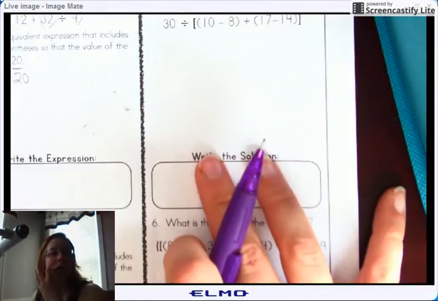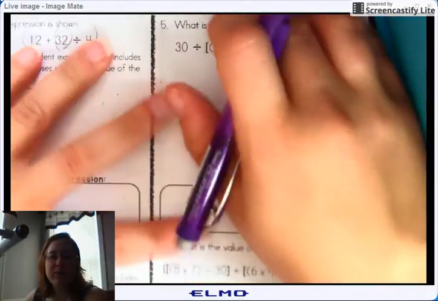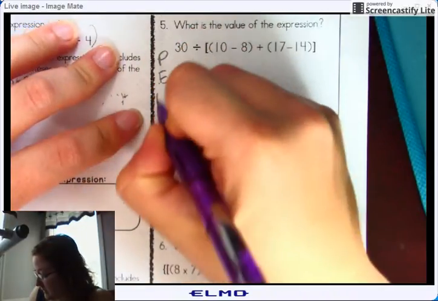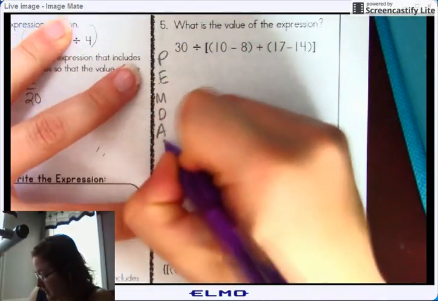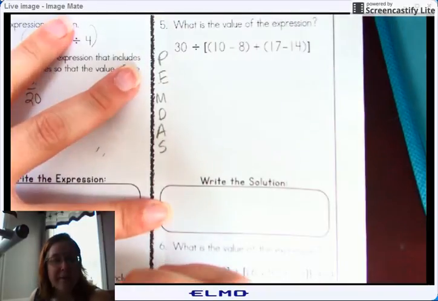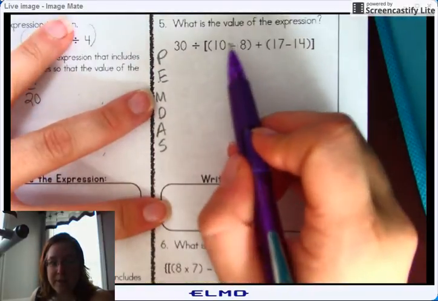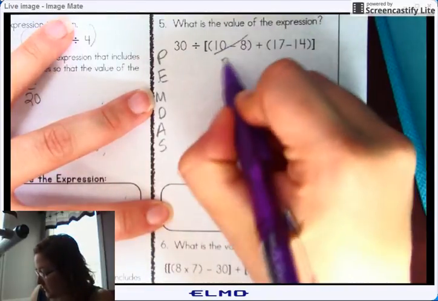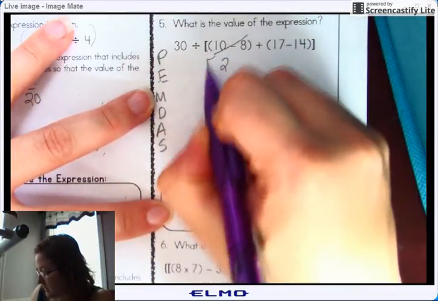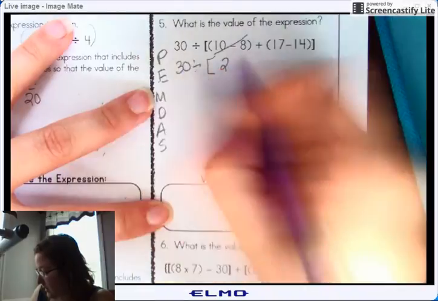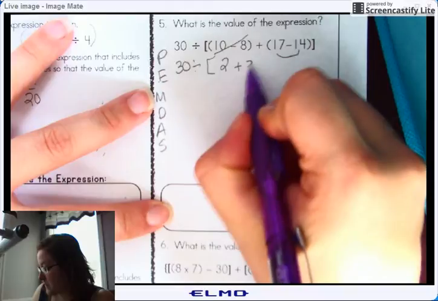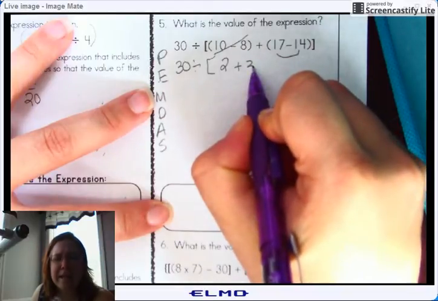Question number 5. Evaluate the expression. I'm going to write PEMDAS down on the side here. Okay, it looks like I have some brackets in here, so let's do my parentheses first. 8 minus 10 equals 2. And I like to recopy everything so I can see. And then 17 minus 14 equals 3.